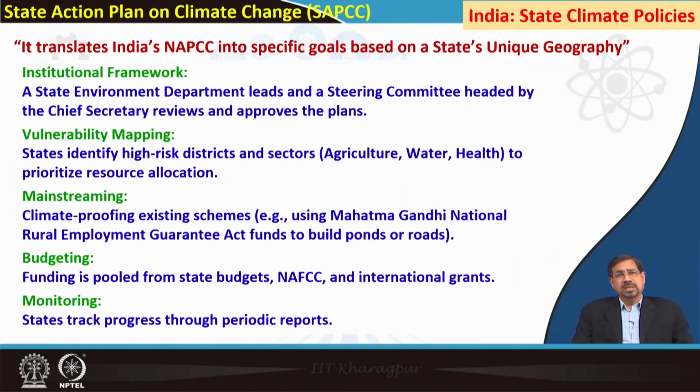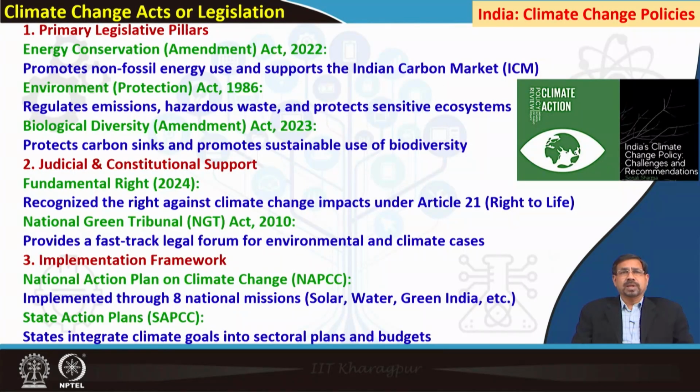And coming to budgeting, funding is pulled from the state budgets and the National Action Fund in terms of climate change, also the international grants. In terms of monitoring, states track progress through specific periodic reports. Coming to the climate change acts or legislations, as far as India is concerned, we have 3 primary legislative pillars: judicial and constitutional support.